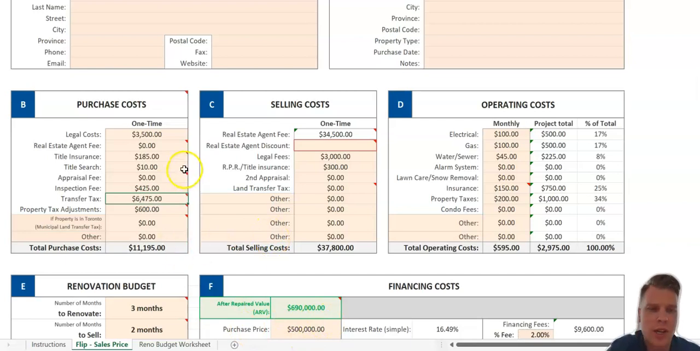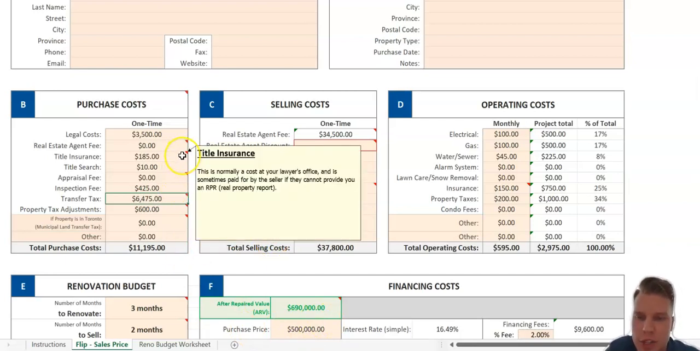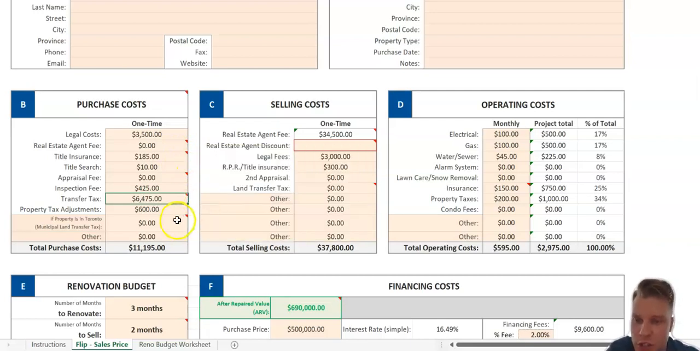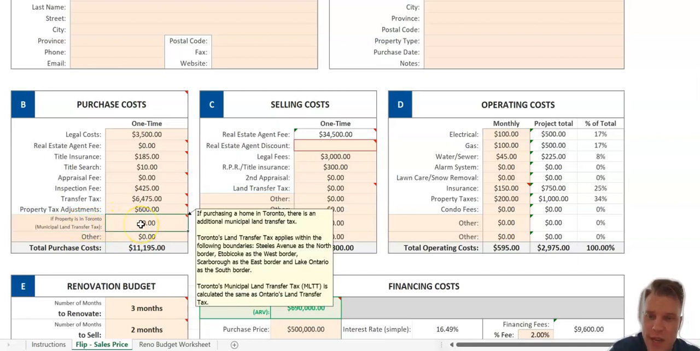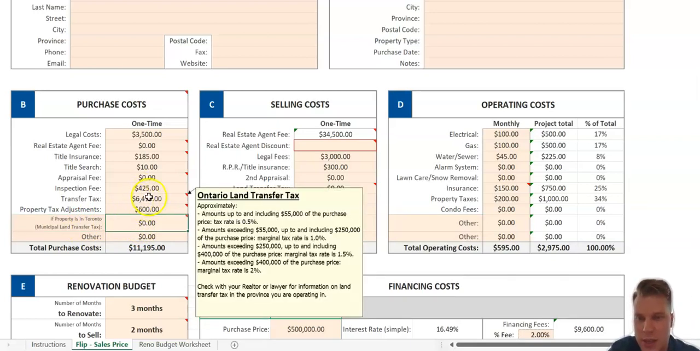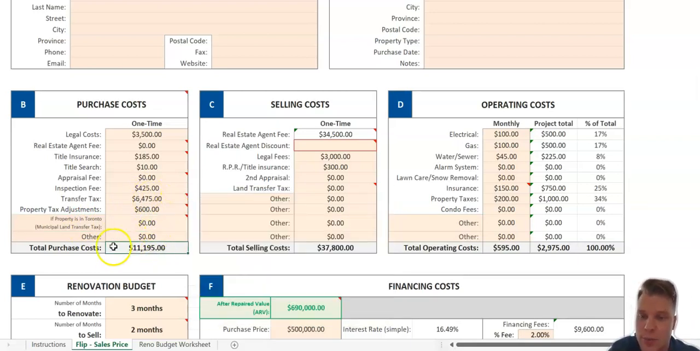If you're uncertain what any of these tabs mean, then feel free to hover over them, and it has a definition as to what the term is. So feel free to use that to your advantage. And always remember, if you are purchasing a property in Toronto, there is double land transfer tax, so we just multiply this land transfer tax by 2. At the bottom of all these tabs, you have a sum or a total. In this example, the total purchasing costs are going to be just over $11,000.